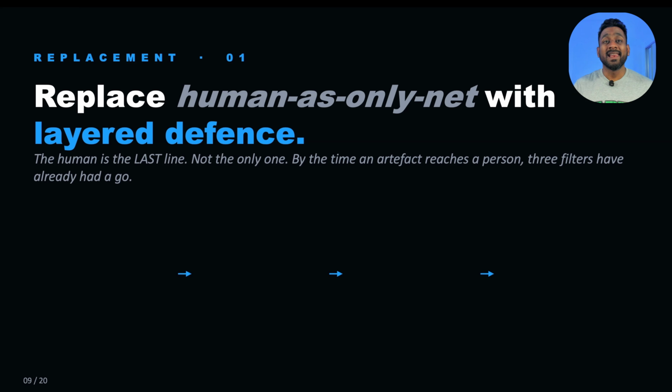Replacement: layered defense. That's the way to go. Humans still matter. I'm not saying human in the loop is not required. Don't get me wrong, humans still matter. But they are the last line, not the only line. By the time an artifact reaches a person, 3 filters have already done the heavy lifting.